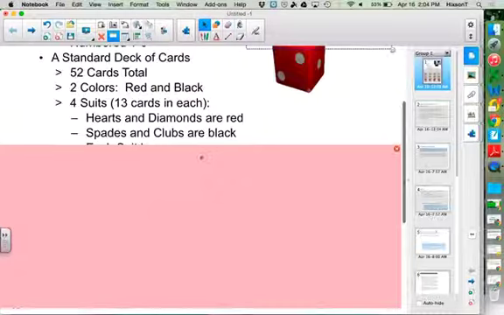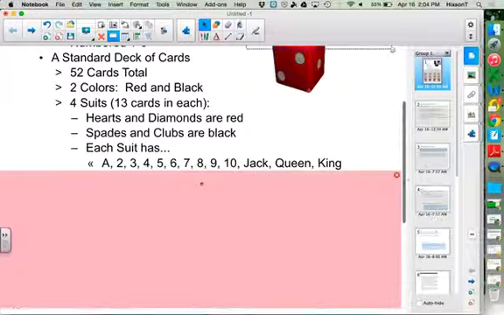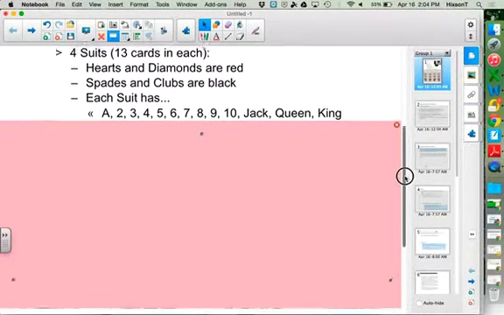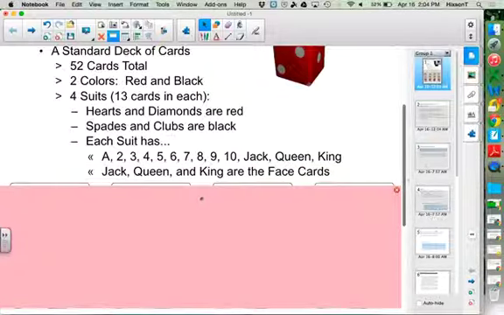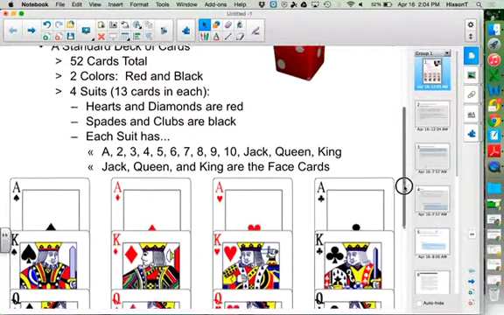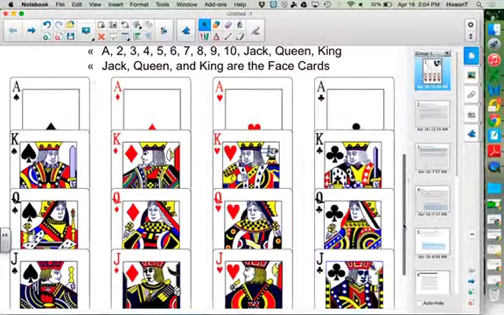and then each suit has ace, which is a 1, or 11. Okay, if you're playing blackjack, it could be 11. But aces are 1, and then 2 through 10, the numbers, and then you have a jack, queen, and king. Okay, the Jack, Queen, and King are known as the face cards, and that's because, if you look down here, alright, they have people on them, okay?